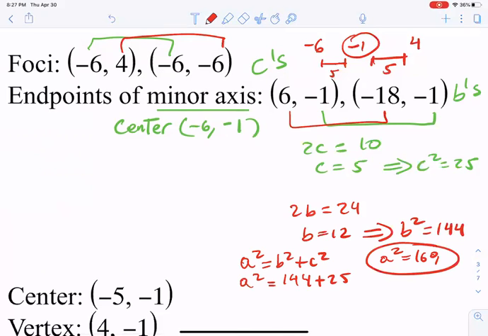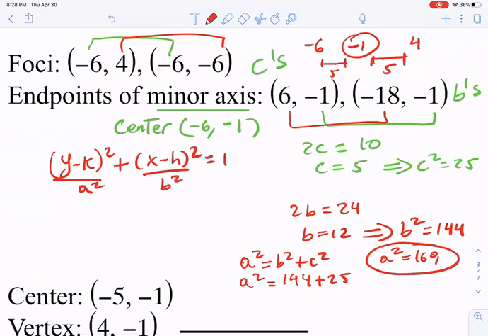Now we need to find out if this is vertical or horizontal. Remember, the foci follow the vertices. Therefore, here I have no change in the x values, but I have a change in the y values. That means that this is vertical. So this is y minus k squared over a squared plus x minus h squared over b squared equals 1.